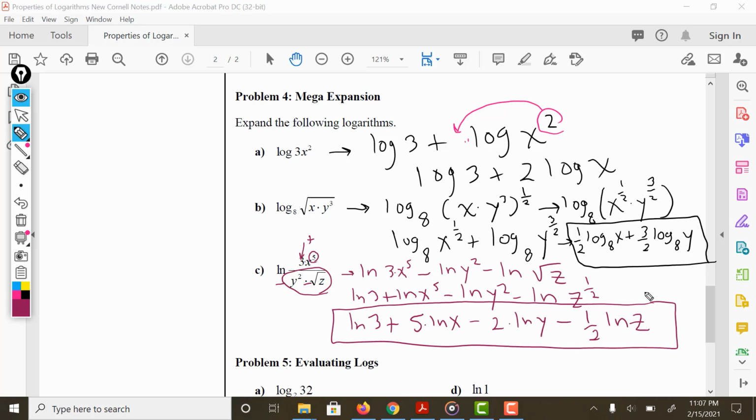I leave it to you as a good exercise to take our answers that we got and to be able to work them backwards to the original problems. Same thing for problem 3. It would be a good exercise.